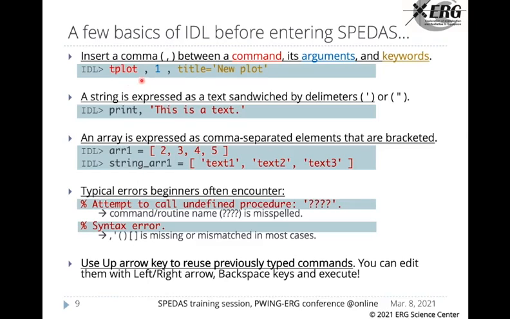First, you have to insert a comma between commands, arguments, and keywords in any IDL command line. For example, here tplot is the command, 1 is the argument, and title equals 'new plot' is a keyword. Then you have to put a comma here and also here again to separate the command, arguments, and keyword.